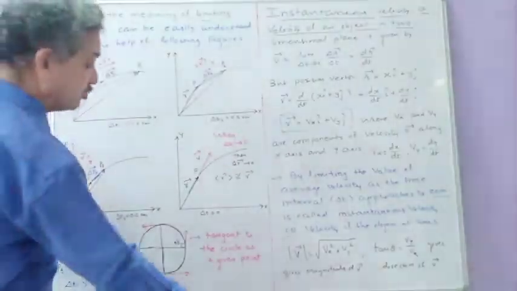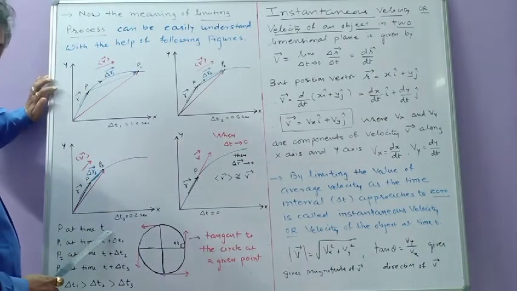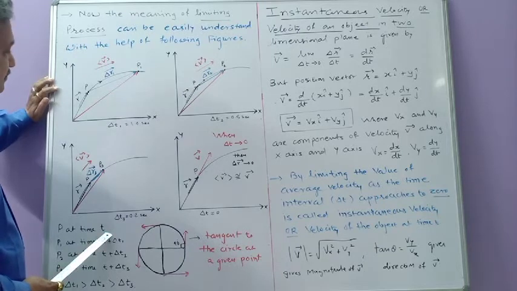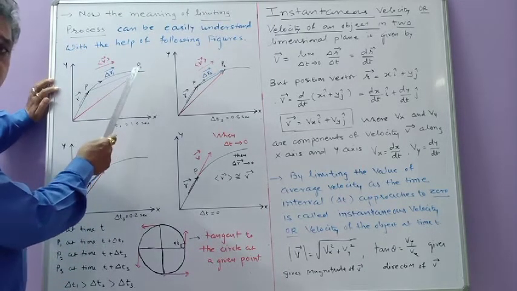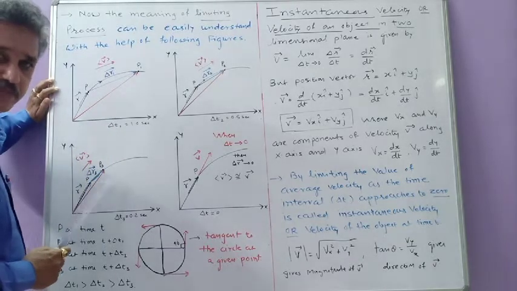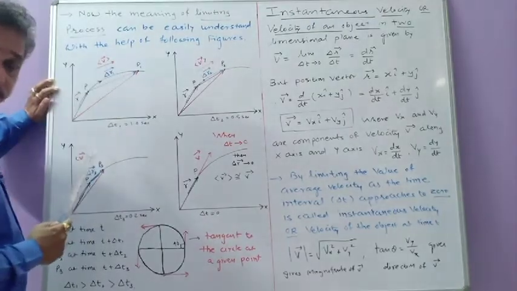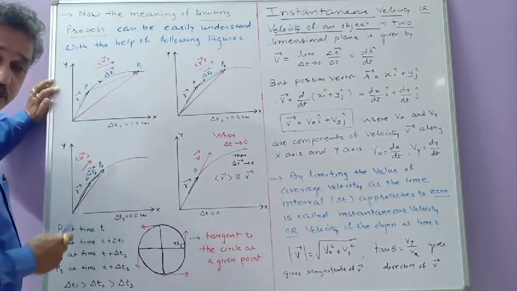Let P be the position of a particle at any time t. Suppose this time t is equal to 5.0 seconds. Then it arrives at a point P1 at time t equal to 6.0 seconds. So what is the time taken by the particle to go from P to P1? From 5 to 6 seconds. That means the time interval is 1 second.